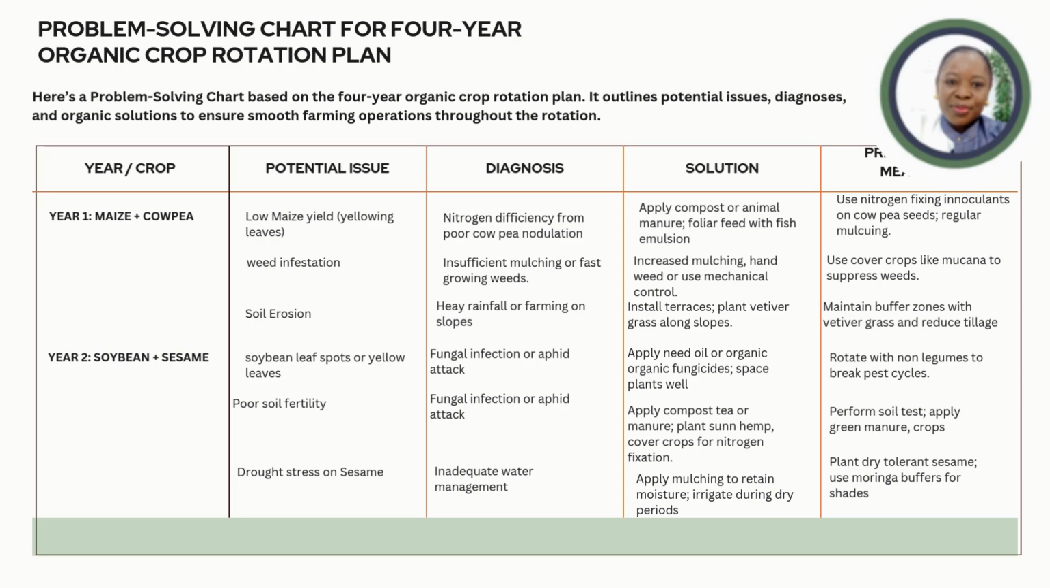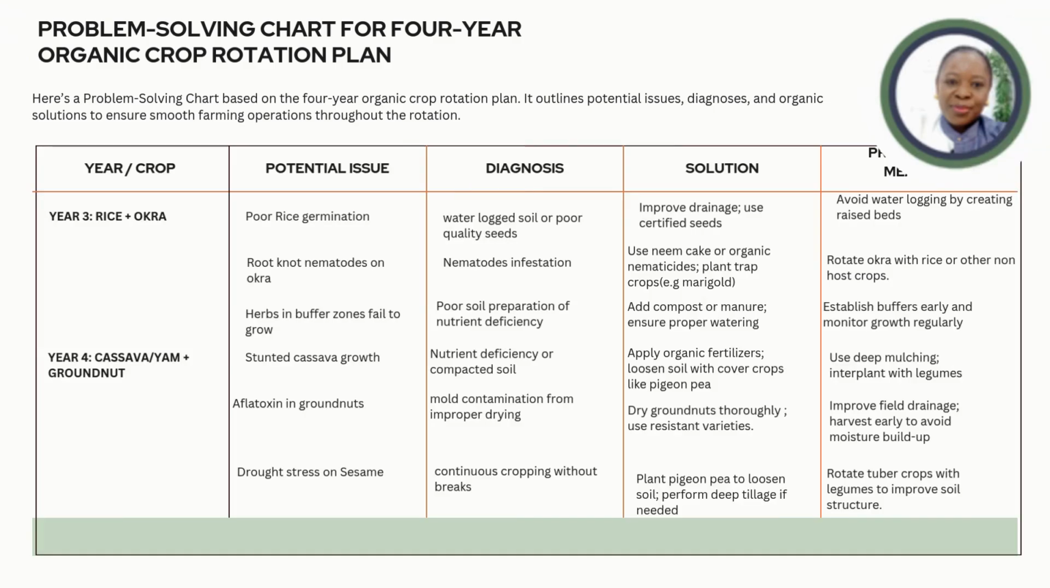Potential problem 3 in year 2: drought stress on sesame seeds. Diagnosis: inadequate water management. Solution: apply mulching to retain moisture, irrigate during dry periods. Preventative measures: plant drought-tolerant sesame seeds, use moringa buffers for shade.